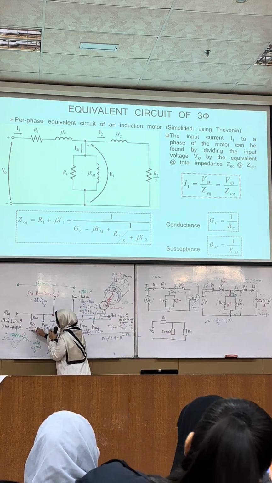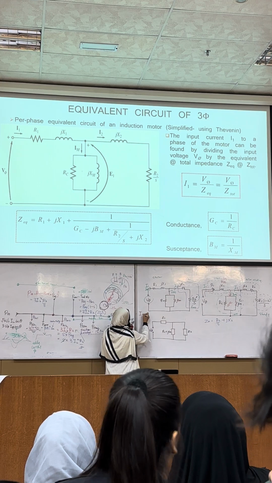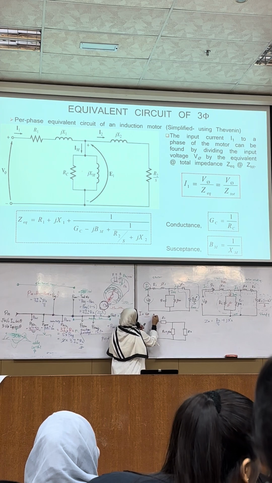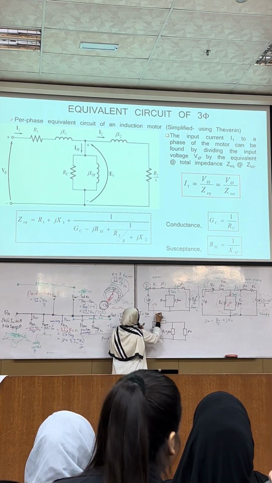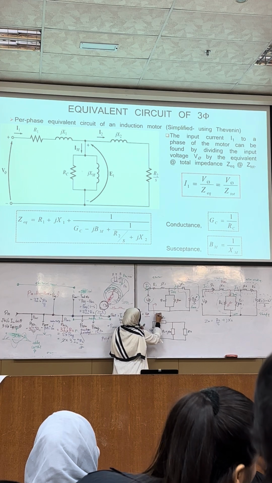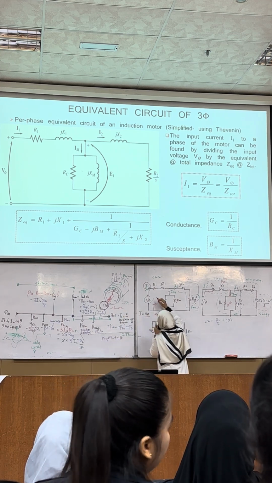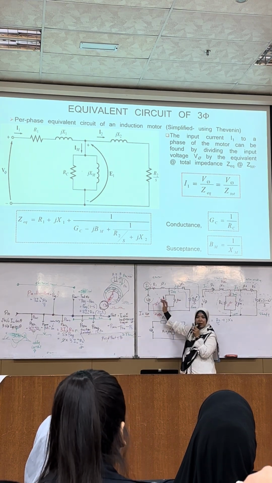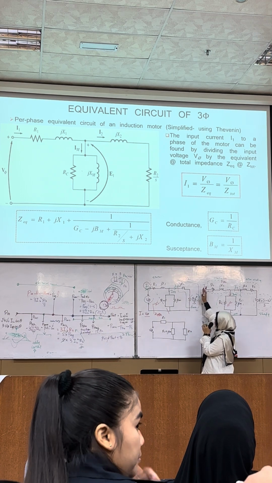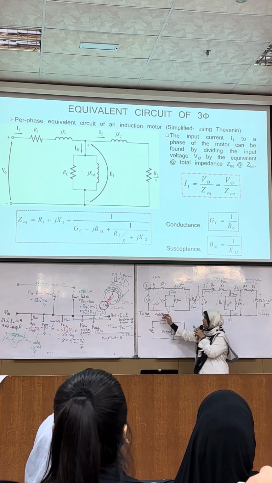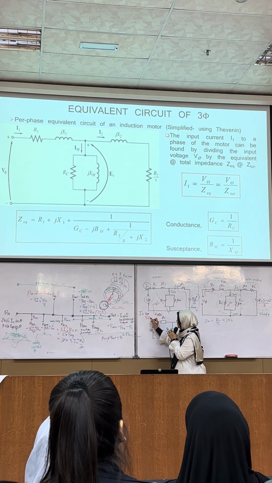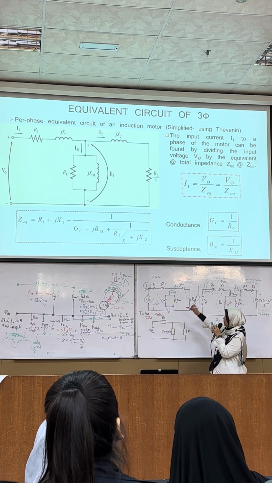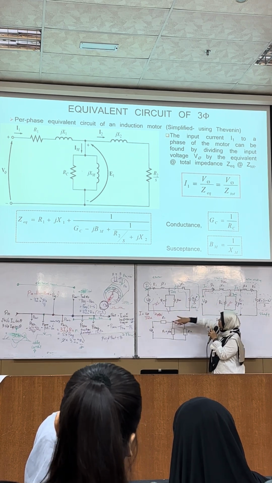We wanted to find this I, right? So what is I? I equals V phase over the equivalent total impedance, Z total. Whatever is seen from here until the end, that is your total impedance. So I equals V over Z total. So how to find this Z total? V kita ada. V akan bagi kan phase ke line ke. Z total is found by simplifying this circuit.